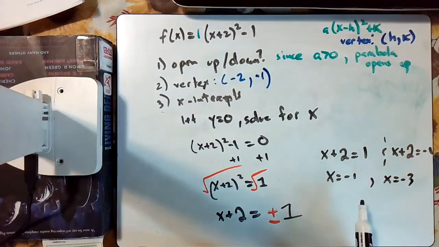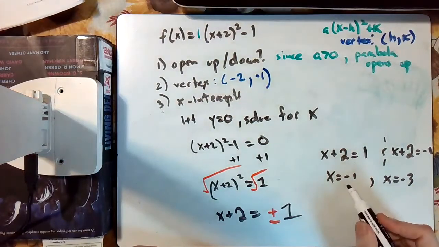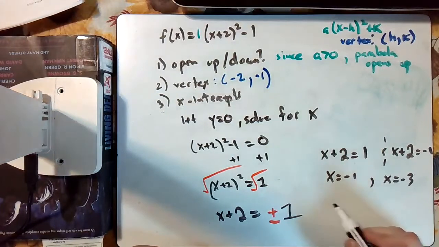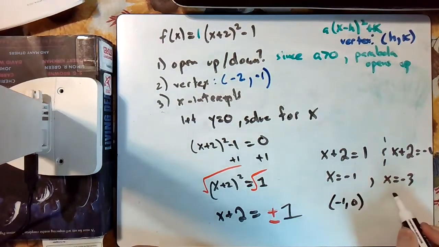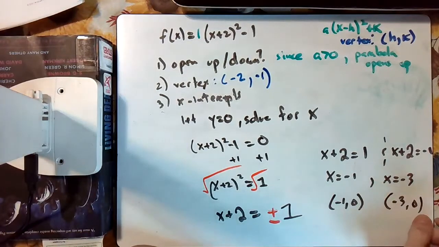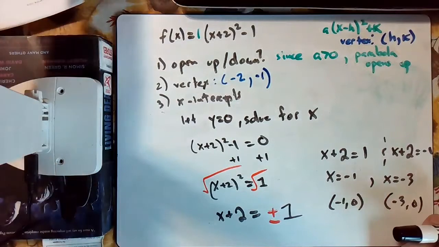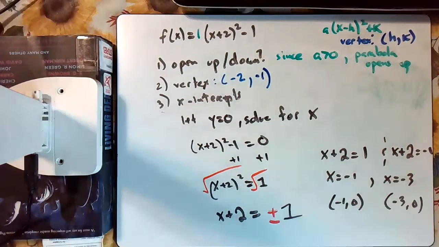Now remember, these are points, right? X-intercepts, what they have in common is that their y value or component is always 0. So how would we plot an x-intercept of negative 1? That would be (−1, 0). Just like this one would be (−3, 0) right there. So keep that in mind. Let me write this down.